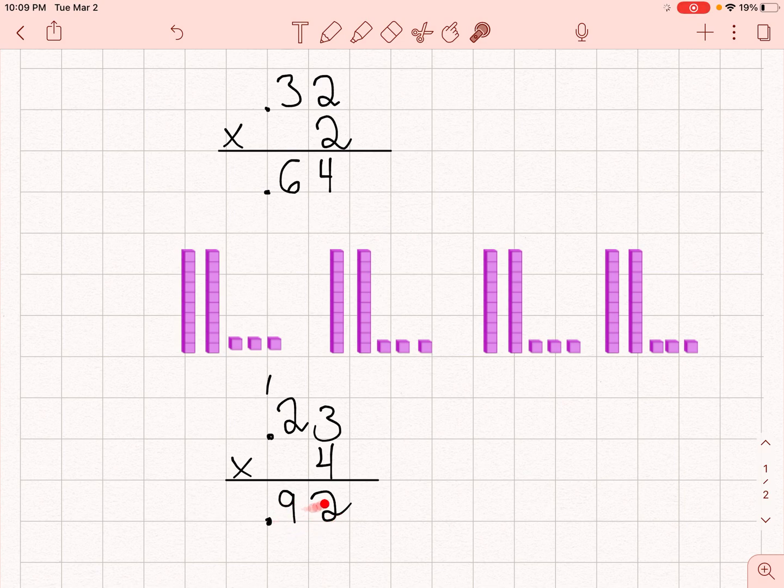So what you'll notice is that multiplication is going to be real similar to what you've done before, just adding a decimal place, and that you can double check your answer down here by counting the models that are included here.